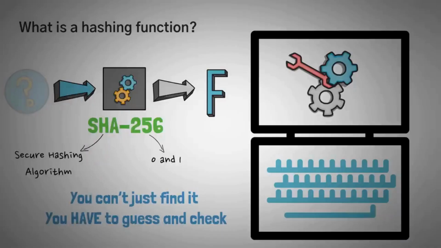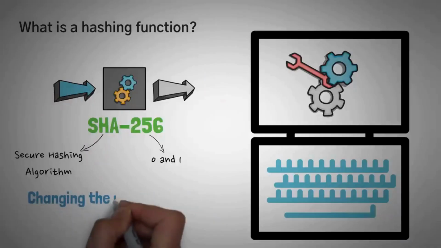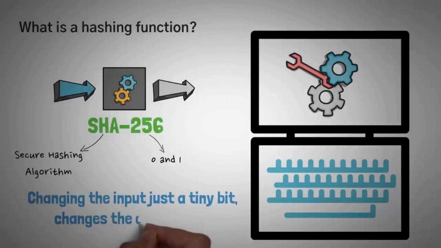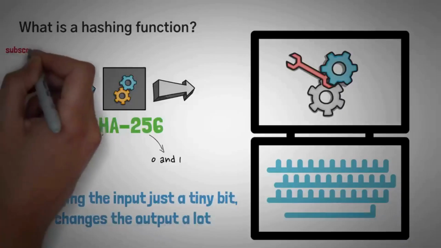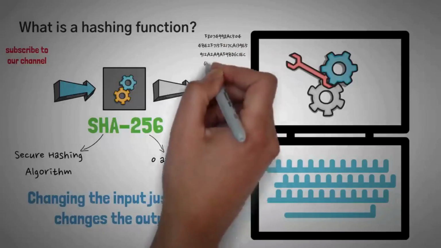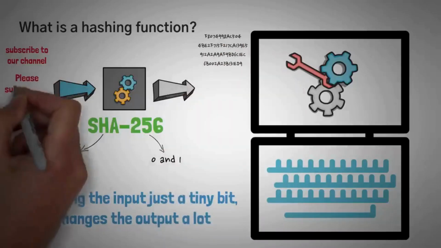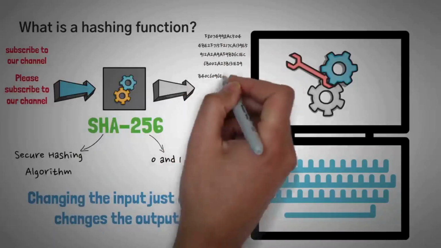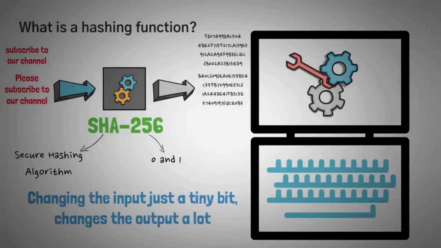The second thing you need to know about hashing functions is that changing the input just a tiny bit changes the output a lot. So basically, if you do SHA-256 of "this subscribe to our channel," you get this as the output. However, if you do "please subscribe to our channel," you get this. See, these are completely different even though we added one word.